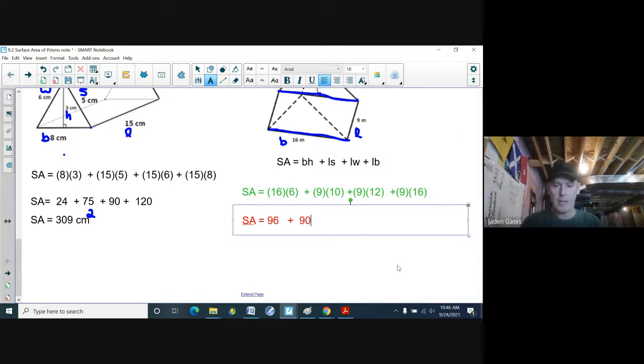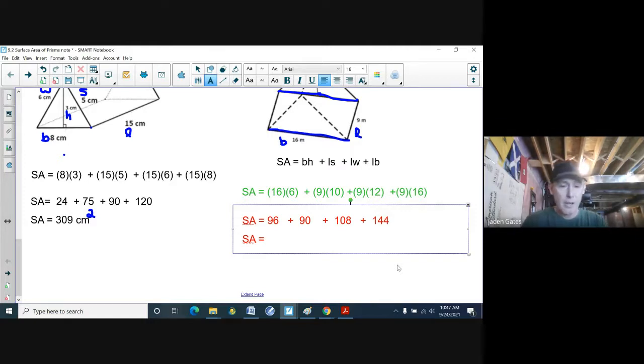9 times 10, I know that one. That's going to be 90. 9 times 12, though, I don't know that one. 9 times 12 is 108. And then lastly, 9 times 16. I don't know my 9 times tables that high. 9 times 16 is 144. And then lastly, add all these up. So I take my 96, then I add 90, and then I add 108.